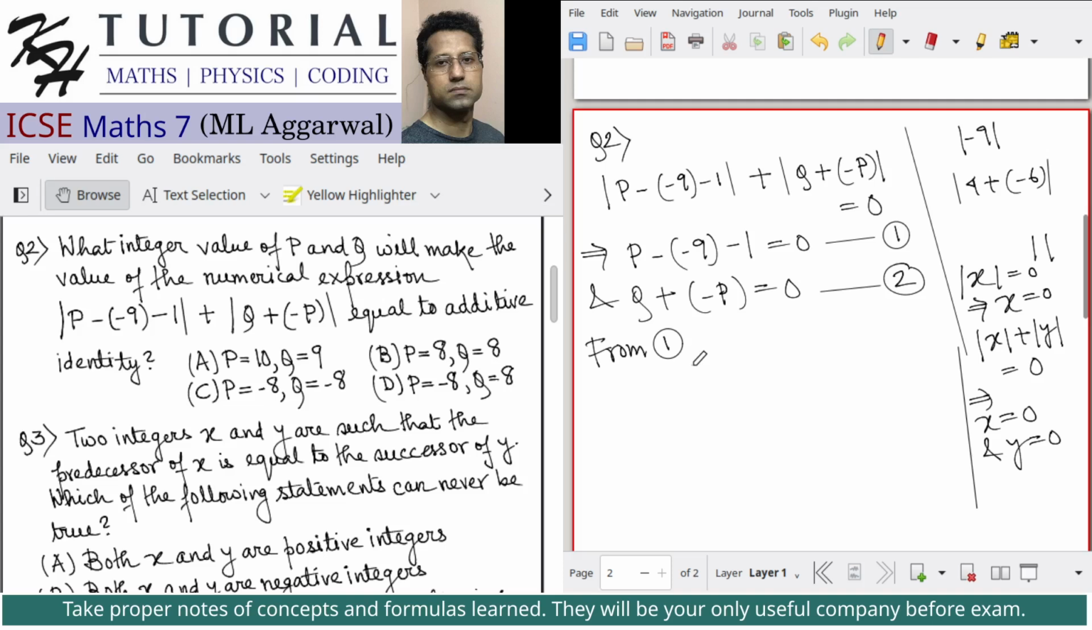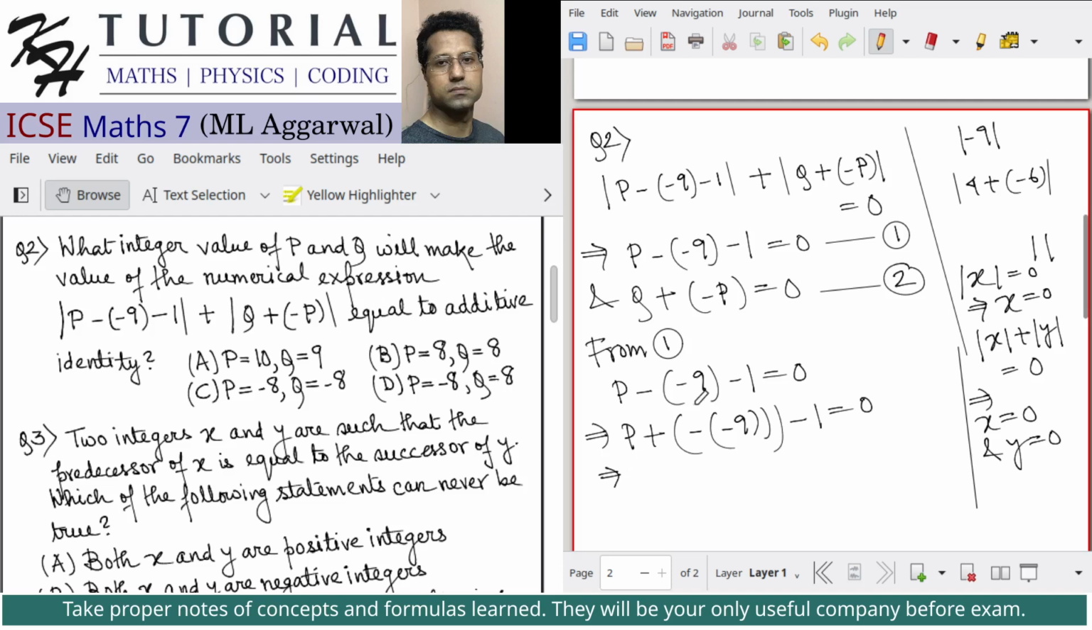But before that, we have to properly simplify the LHS. So we have P minus 9 minus 1 is equal to 0. Now P minus of minus 9, this implies I can convert the subtraction of minus 9 from P as P plus the additive inverse of 9, that is negative 9, and also minus 1 is equal to 0.